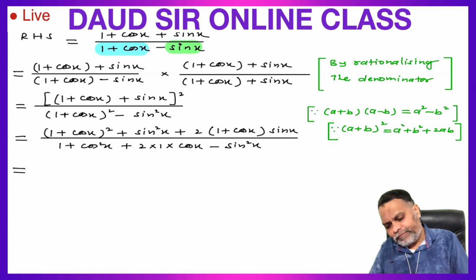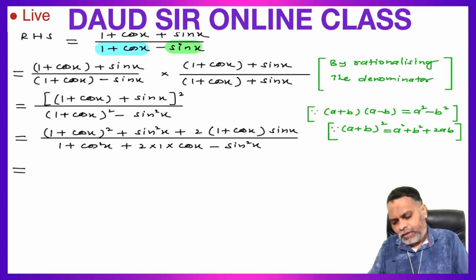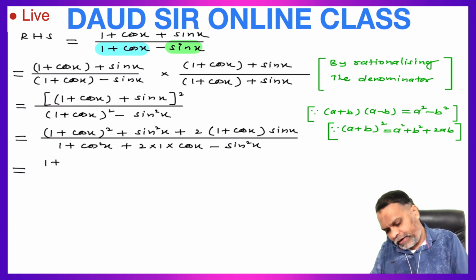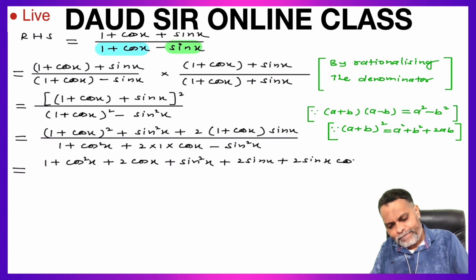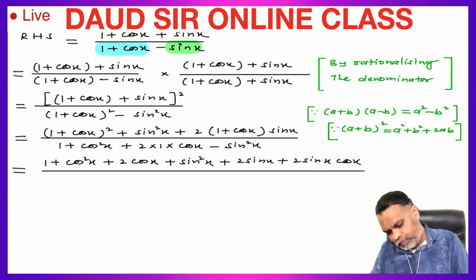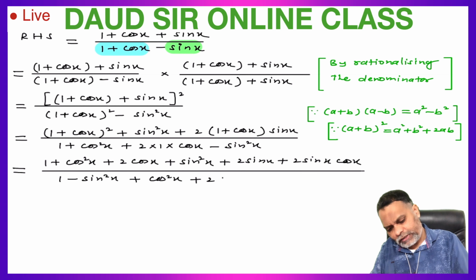again apply the identity (a plus b) whole square, a square plus b square plus 2ab. So this is 2 cos x plus sin square x. Here multiply by 2 sin x. So 2 sin x plus 2 sin x into cos x, upon 1 minus sin square x, right here for making the identity, plus cos square x plus 2 cos x.